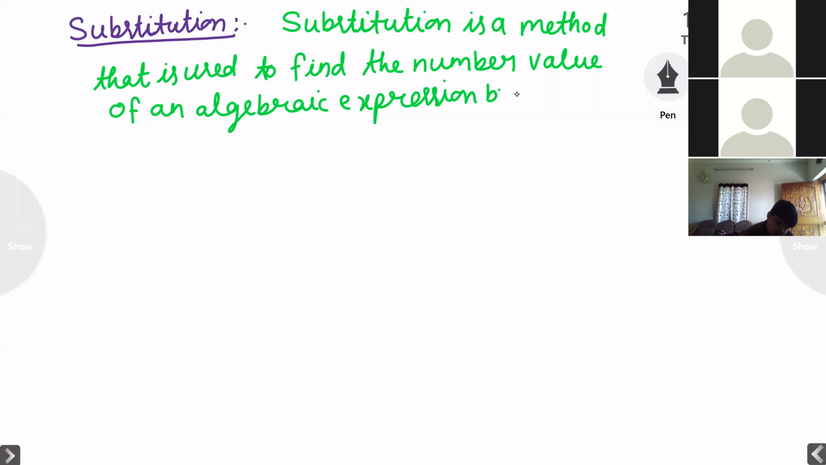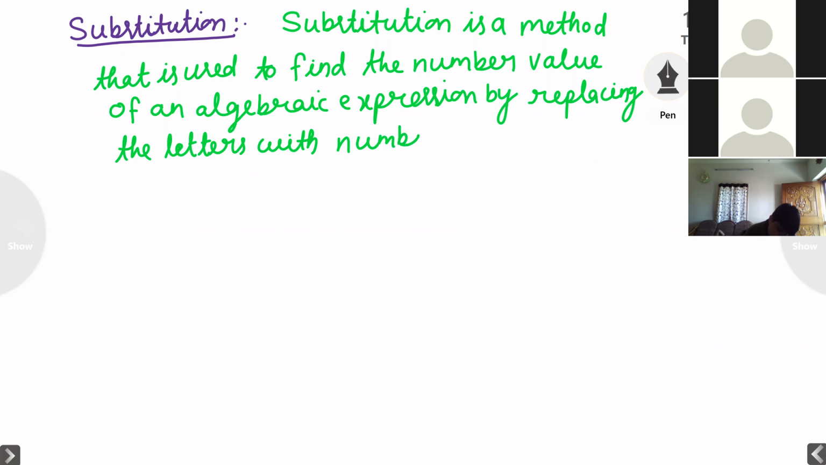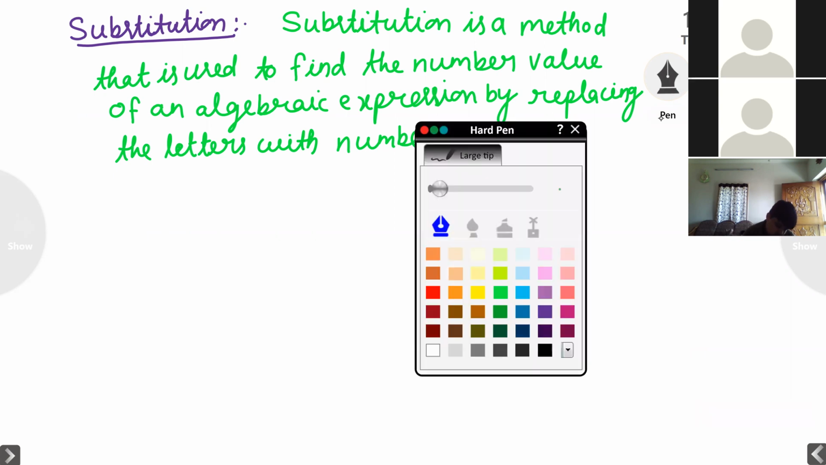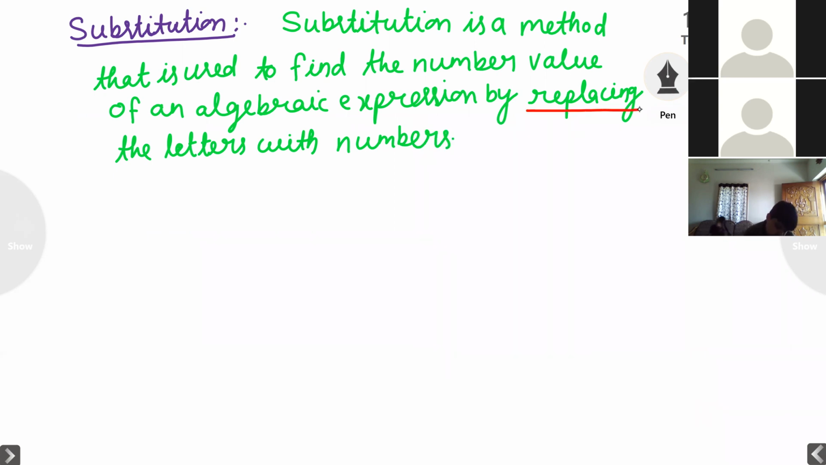by replacing the letters with numbers. Letters means variables. Number means constant. This method is called the substitution method. Underline this concept: replacing the letters with numbers.